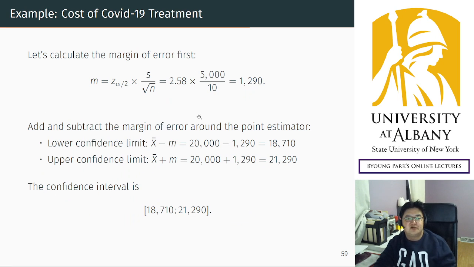So then it's simple like algebra. Just use the average and the margin of error. Calculate the margin of error using the z-value, standard deviation, and square root of sample size, and subtract and add the margin of error around the sample mean, which is the point estimator. Then in the end, we obtain the confidence interval like this, right? So about $18.7 thousand up to $21.3 thousand approximately, something like that.